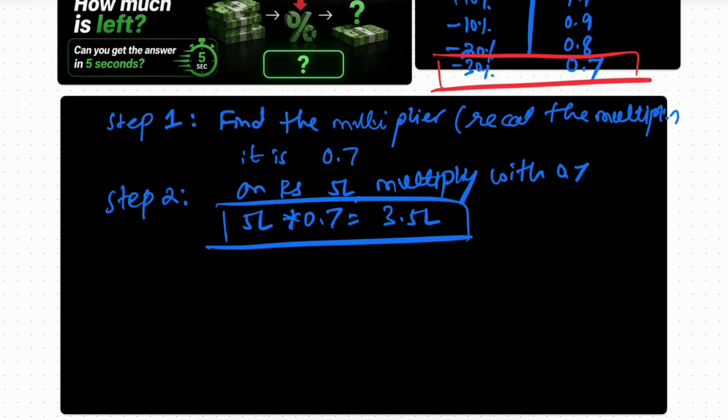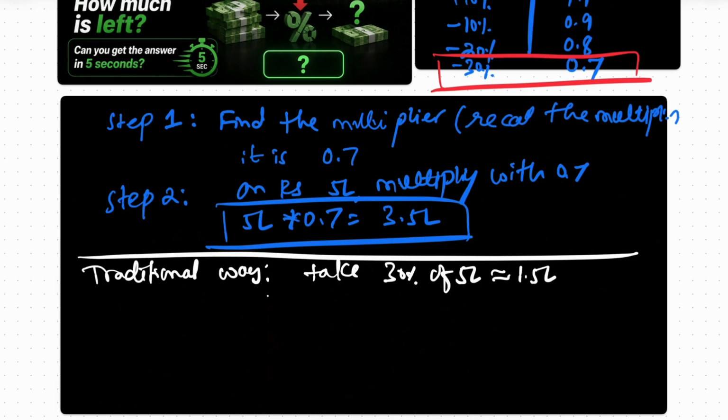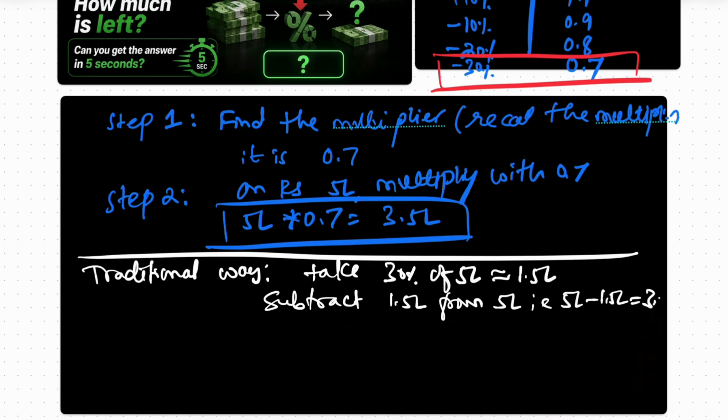The other way is take 30%. This is a shortcut way, and the traditional way is take 30% of 5 lakhs, that is 1.5 lakhs, and then subtract 1.5 lakhs from 5 lakhs. So that becomes 5 minus 1.5, just 3.5 lakhs. So this is the traditional way. So typically we prefer the multiplier table to really quickly do the multiplication in the best possible way. So the final answer is 3.5 lakh rupees.